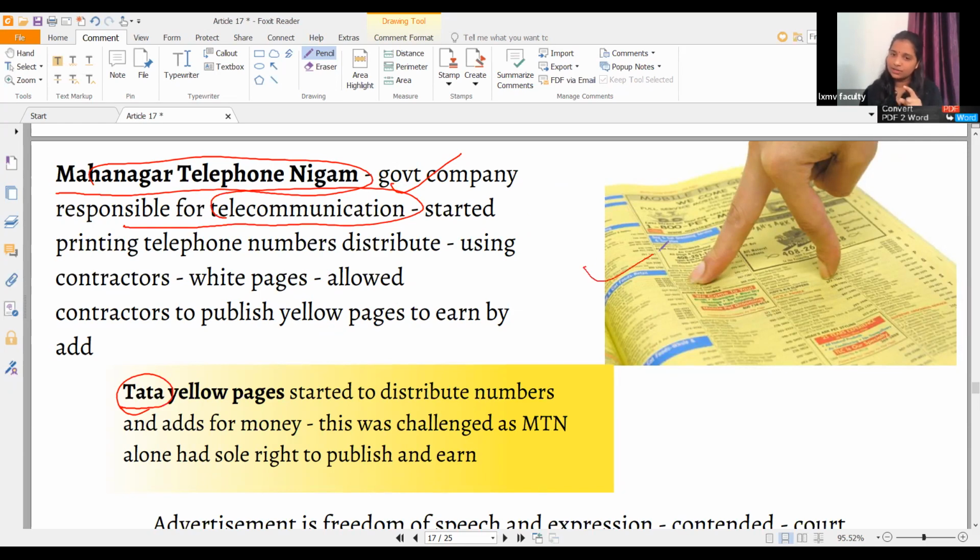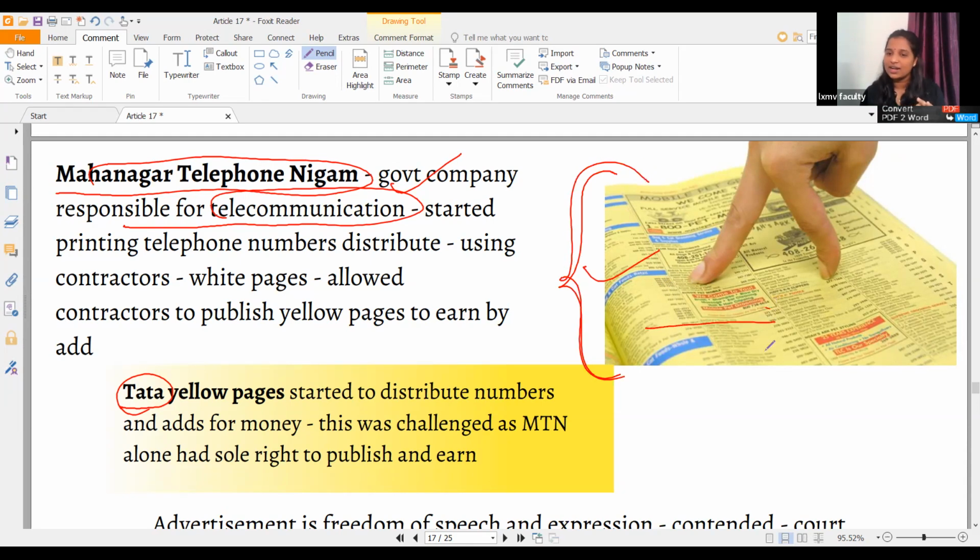You have seen this book when you were young. I have seen it when I was in first standard, I guess. My father used to have this book, and he used to call VIPs, maybe the commissioner, or anybody in the electrical department if the current goes off, by looking at this book.